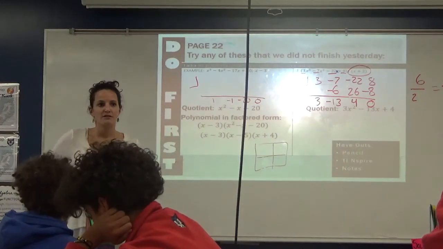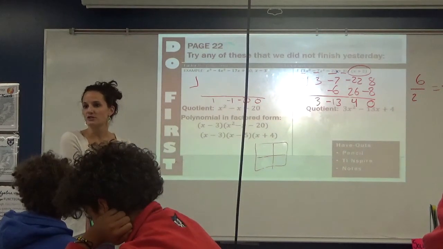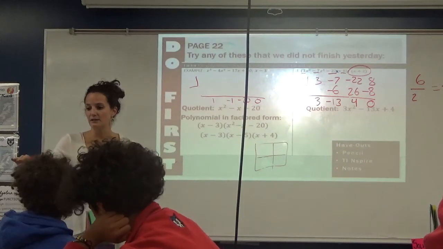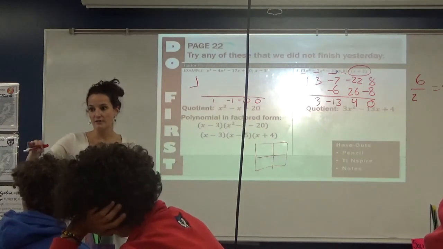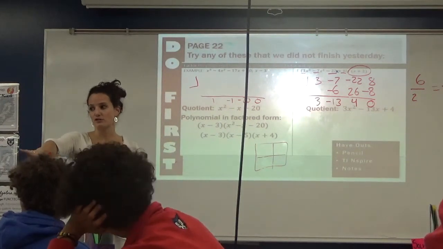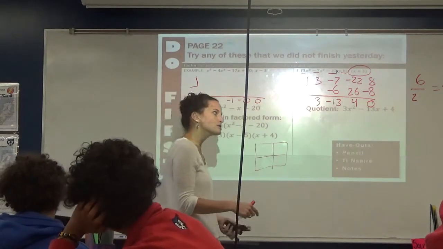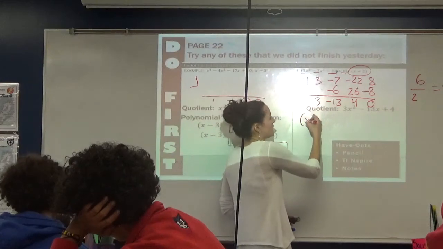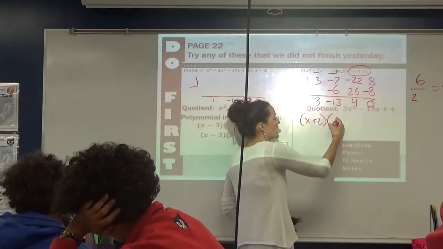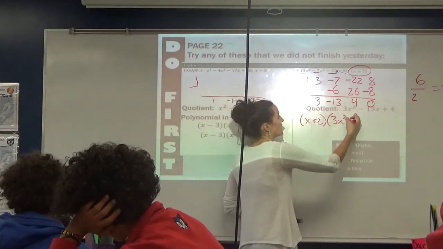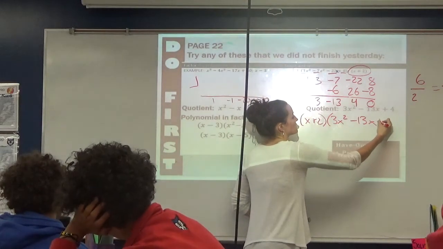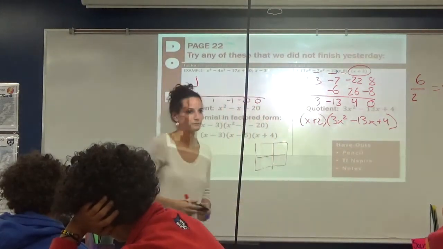Okay? This would be your answer if I asked to just divide. But did I ask to just divide? No. So this is not our final answer, so don't box it yet. We now need to factor using this. So we're going to do x plus 2 times 3x squared minus 13x plus 4.